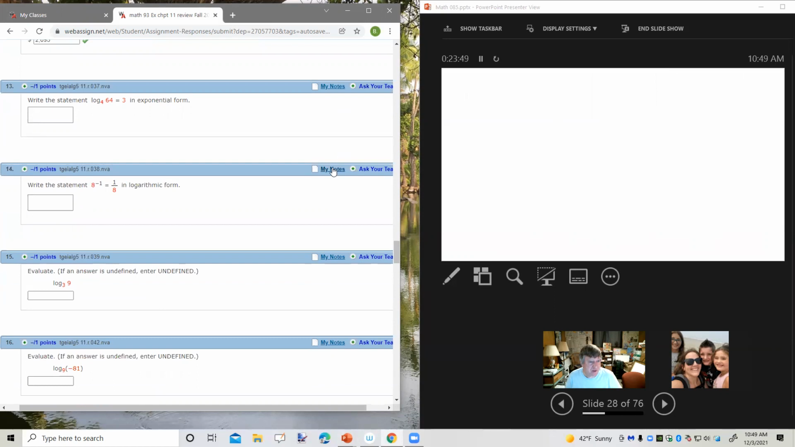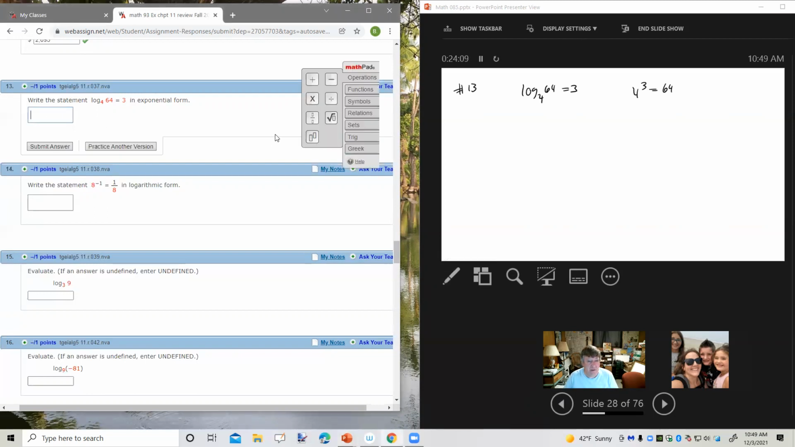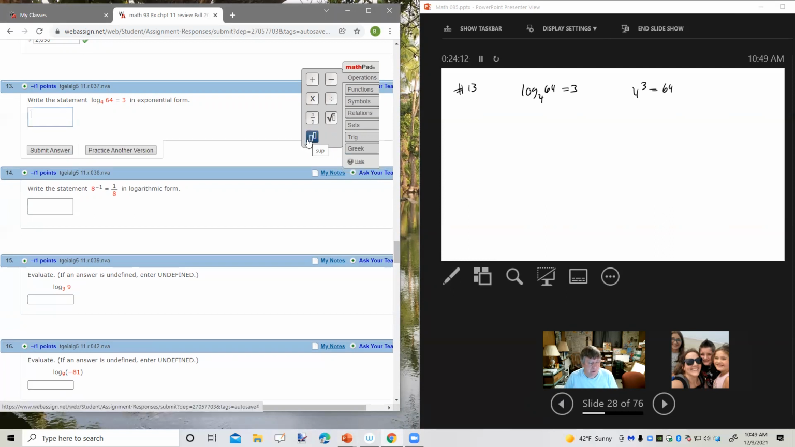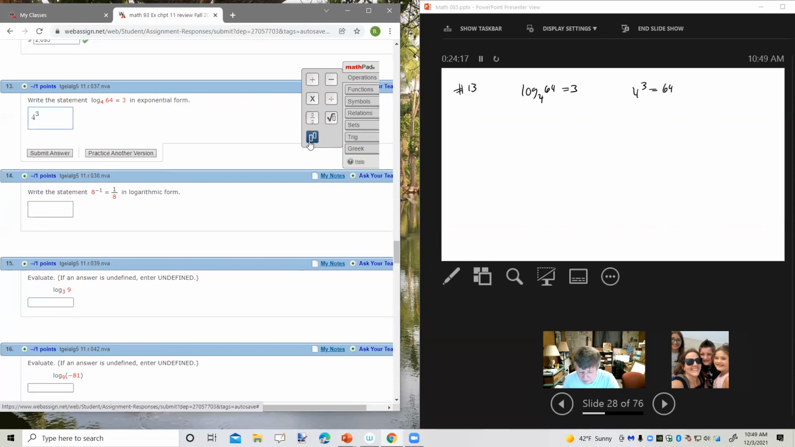okay. Write the statement. This is number 13. Write the statement log base 4 of 64 equals 3 in exponential form. 4 cubed equals 64. Base is the same, but the places change. So we've got this. So 4 cubed, and then I've got to move that right arrow, equals 64.